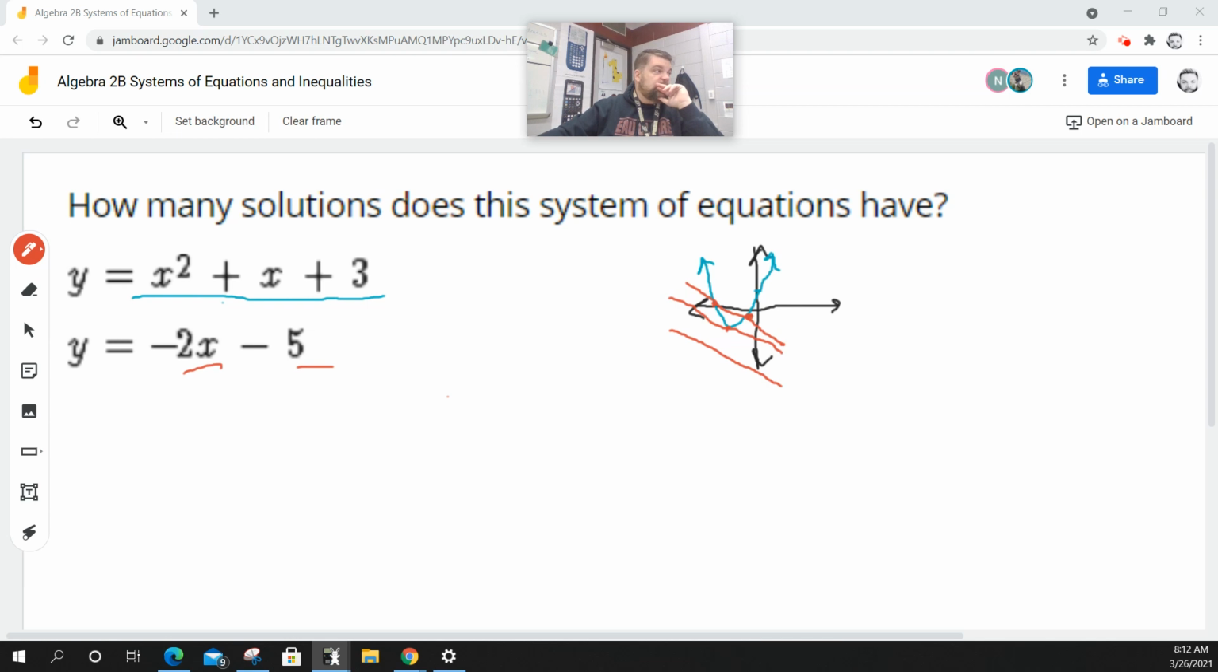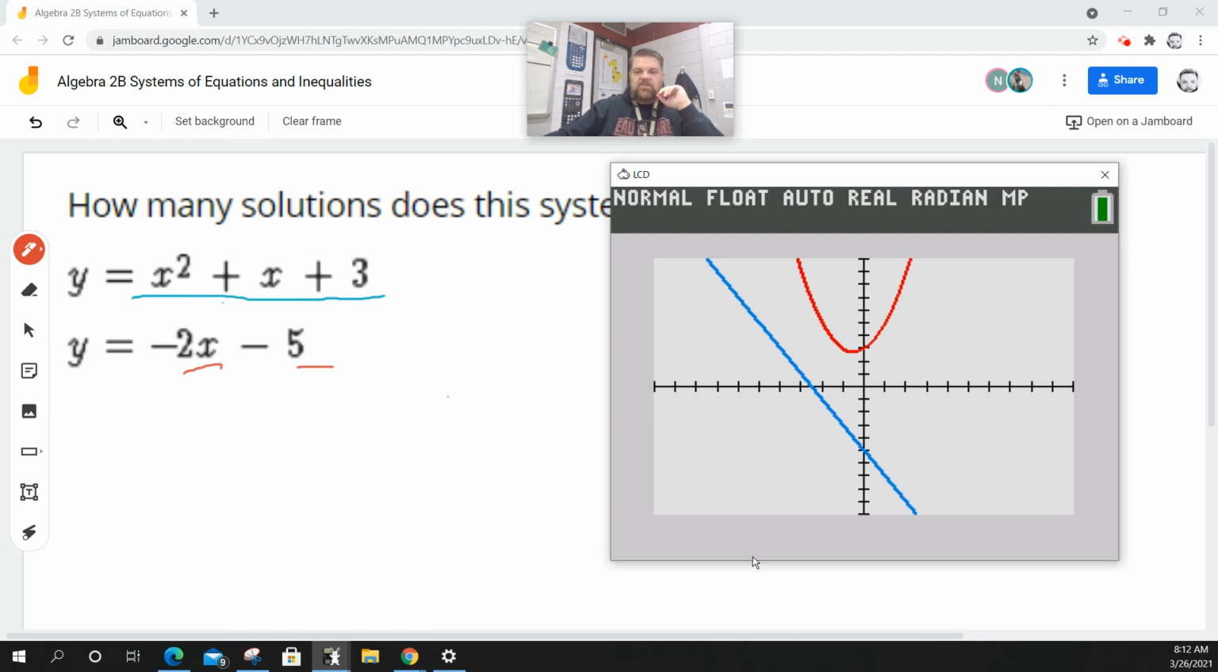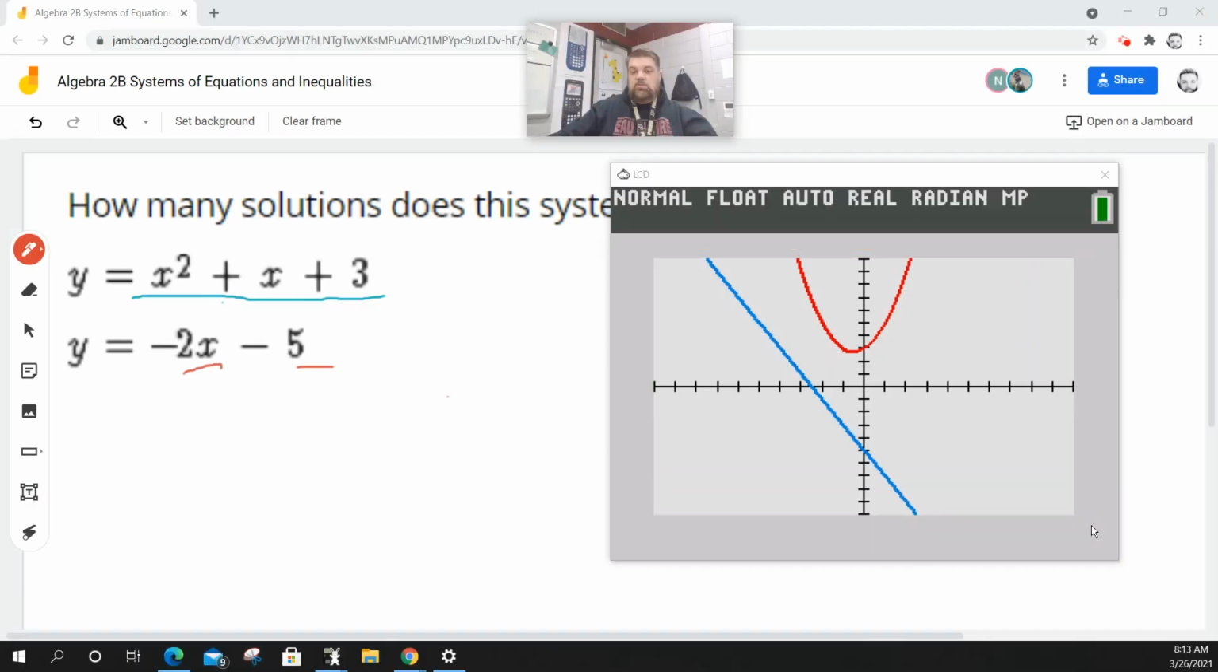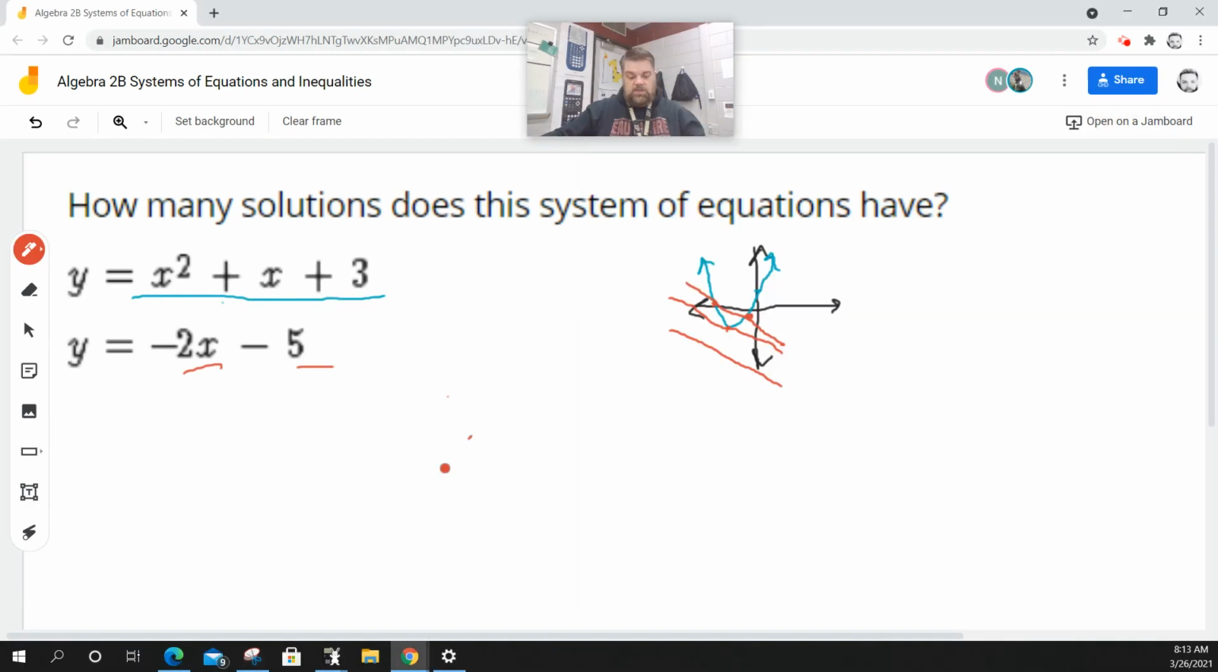Oh, I just realized I'm not sharing the screen with you. I'm watching this on the other screen. So anyways, this is the graph. So it doesn't cross at all. So that means there's no solutions. That's it. The solution only occurs when there's a solution where it crosses on the graph.